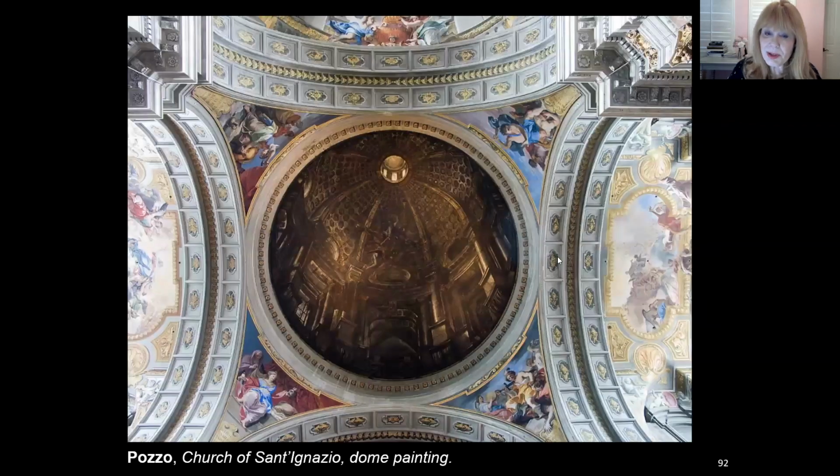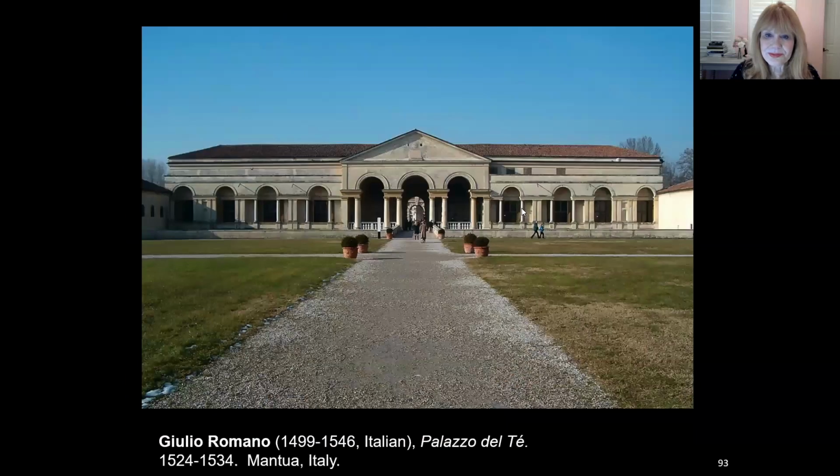Now, in the same church, Pozzo, the painter, also created a dome, but it's flat. It does not go upwards. It looks like it does. And actually, I've got an image here that's a little bit on the side. It actually looks straight up. But this is amazing what these artists could do.